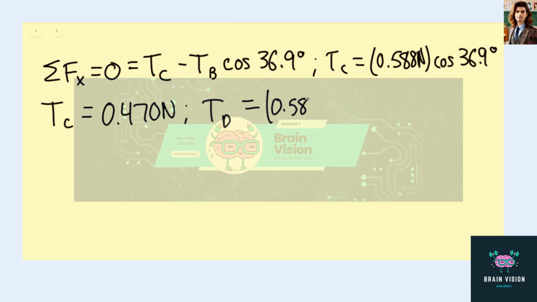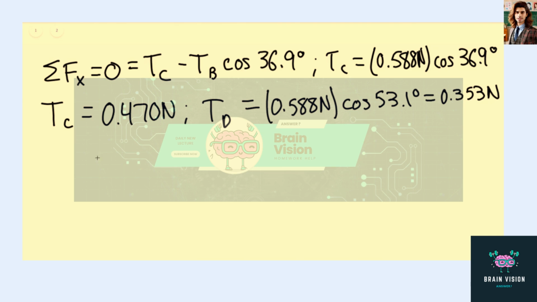Similarly, we know that T sub D is going to be equal to 0.588 newtons. However, this will be now cosine of 53.1 degrees. So this is going to be equal to 0.470 newtons once again. Rather, my apologies, 0.353 newtons. My apologies.